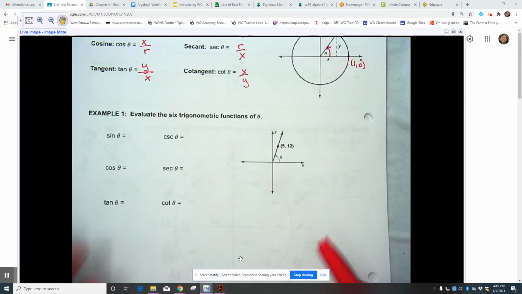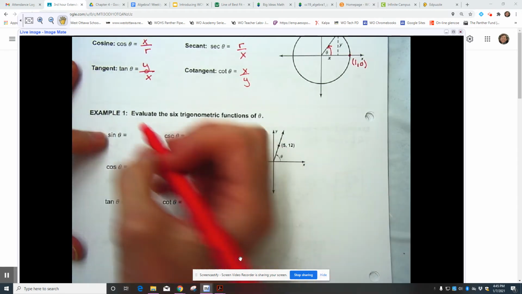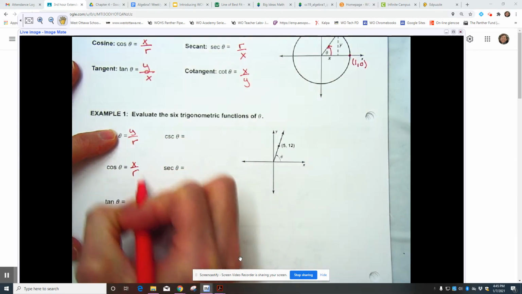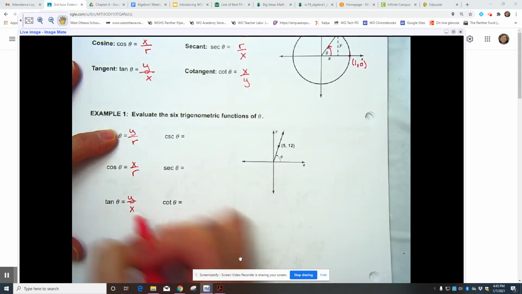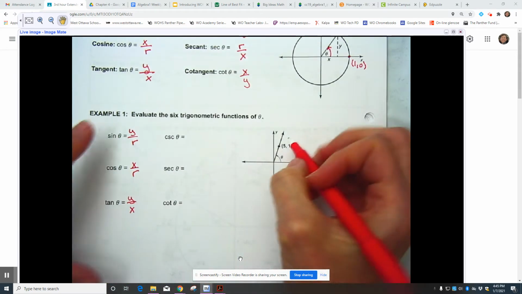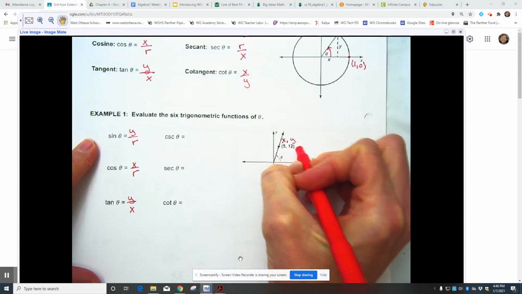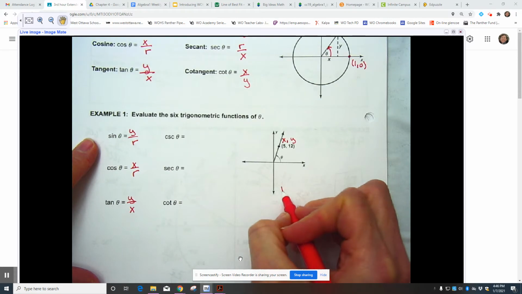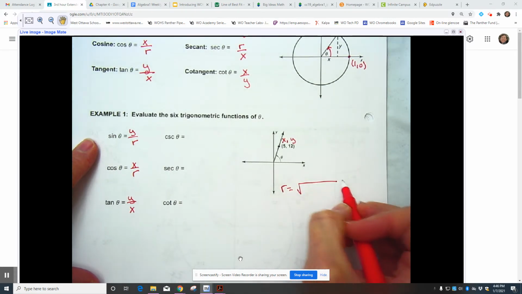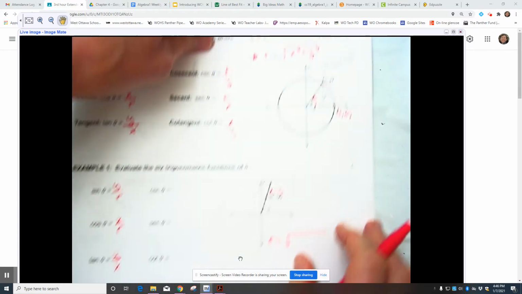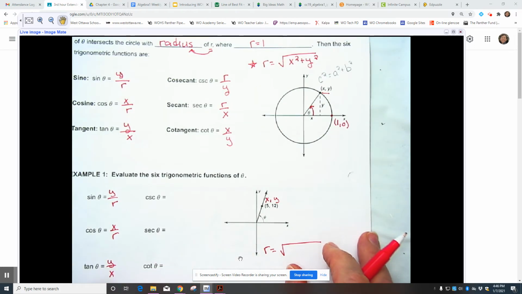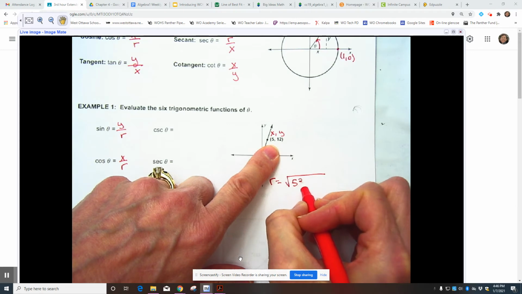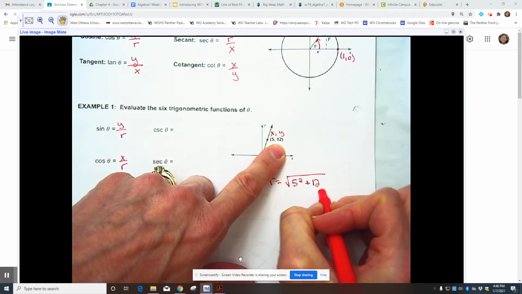Okay, so here we are in example 1. I'm going to fill in this here. And so when we get to those, we know what we need. So x and y are given to us. It's right there. x is 5, y is 12. Let's find r. So r is going to be equal to the square root of x squared plus y squared. x is 5, y is 12.